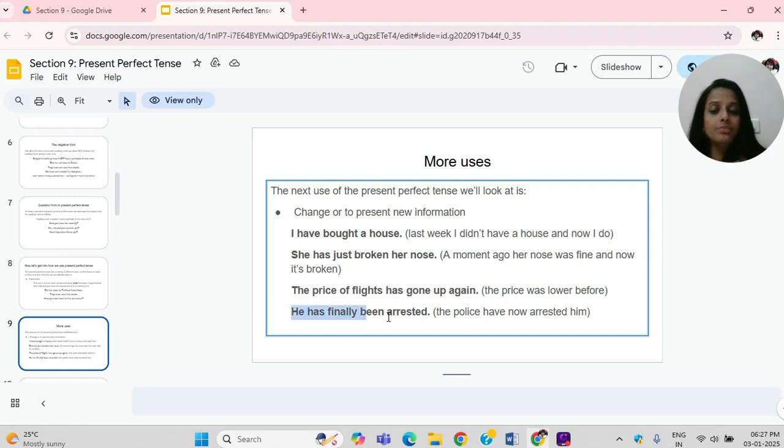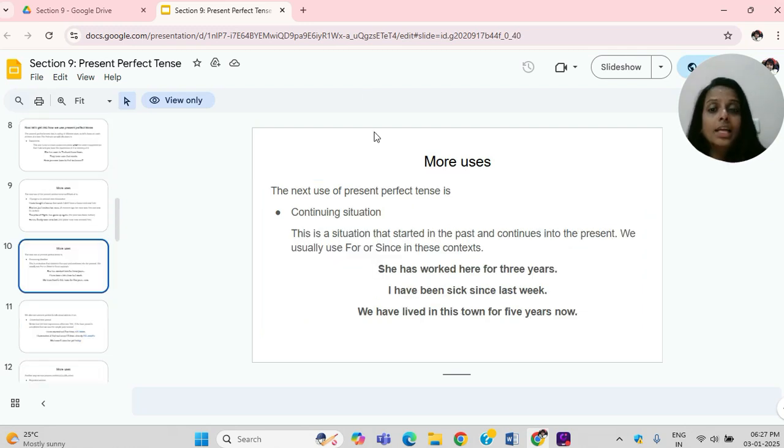Last one is he has finally been arrested. So here, before this moment, he was not in police custody. Now the situation has changed and the police have successfully arrested him. The word finally emphasizes the significance of the action, and the present perfect tense connects the past event, arrest, to its present consequence. Let's see more uses of this.